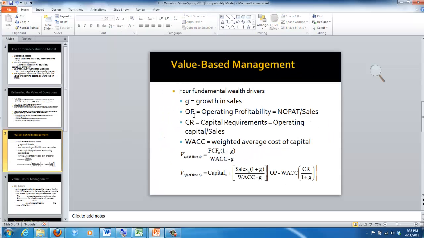There's a few other things I want to go over with you on valuation and really what drives valuation. So these are referred to as the 4 fundamental wealth drivers. The first one is growth in sales, and what I want you to know is how do these affect the value of the firm? And the answer for growth in sales, a lot of people think sales are growing, your firm's becoming more valuable, and that's not necessarily true. Whether or not growth in sales increases the value of the firm is dependent upon operating profitability and capital requirements. So we don't know.